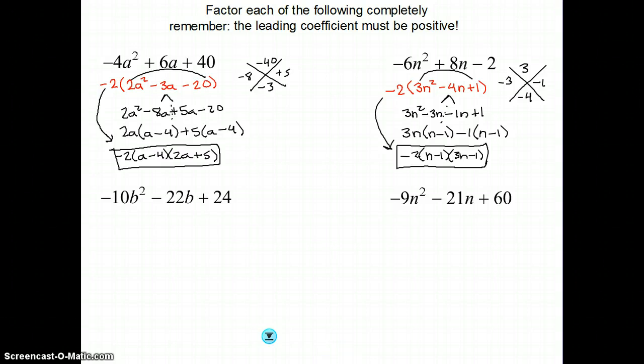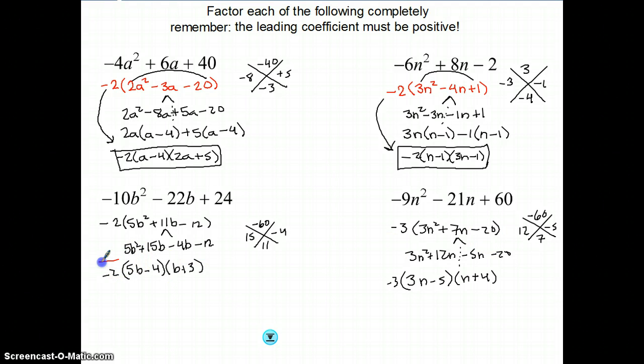Go ahead and take a moment to pause the video and try the next two on your own. From the first, you should have factored out a negative 2, and the remaining factors should be 5b minus 4 and b plus 3. On the right, you should have factored out a greatest common factor of negative 3, and have two remaining factors of 3n minus 5 and n plus 4.